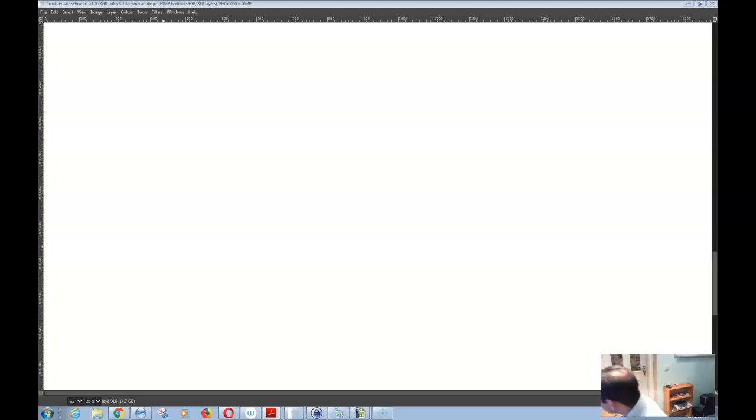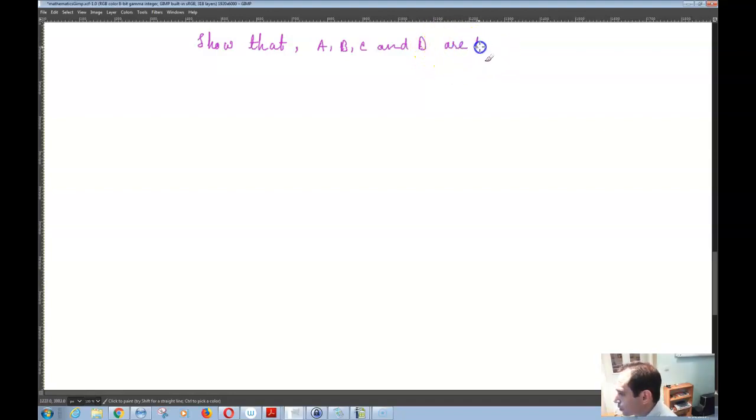Example number 11: you want to show that these points, basically A, B, C, and D, are the vertices of a parallelogram ABCD, but it's not a rectangle.